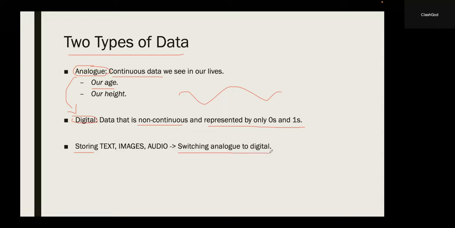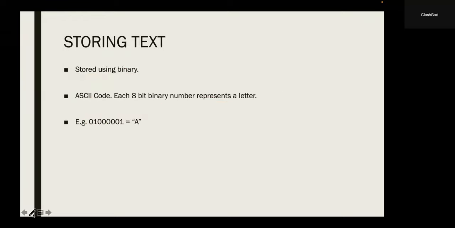All right, but that's a pre-warm-up. It's not that important. Now we dig into the actual important stuff. That is how specifically we can store text, images, and audio in our computer and represent them using numbers. So how we can represent text using zeros and ones, how we can represent images using zeros and ones, how we represent audio in zeros and ones. Right? Now, first, we're going to look at the easiest one, and that is how we store text.